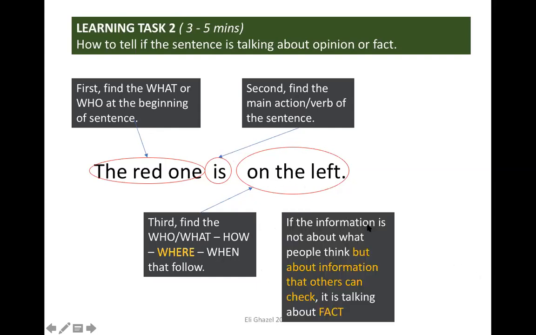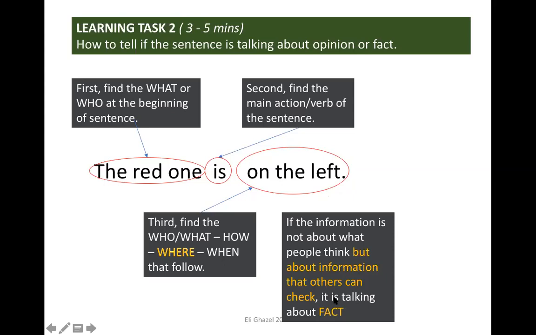this information is not about what people think. You cannot think it's on the left or on the right subjectively. It's a matter of stating the truth or information. Now, that truth or information might be wrong, but it's still information. So it's not about what people think, but about information that others can check. You can check it. All right, no, you're wrong, it's on the right. Or yes, you're right, or you're correct, it's on the right. So it is a fact.